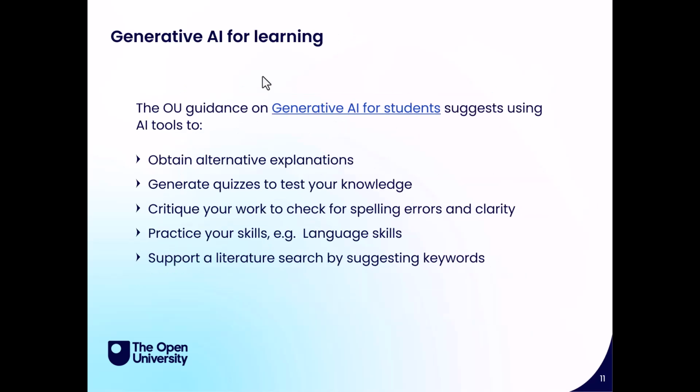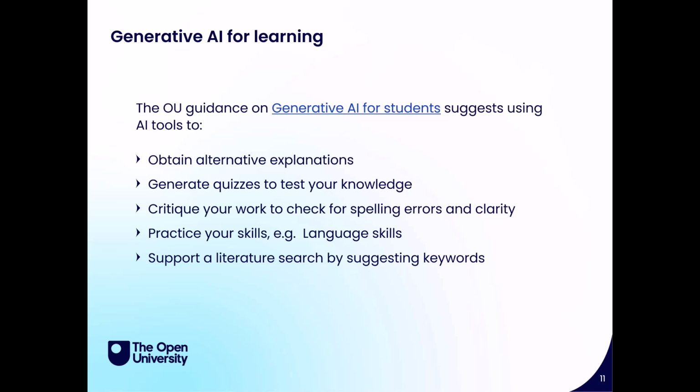Generative AI for learning. Keeping the challenges and limitations of generative AI in mind, there are ways that you can use it to support your learning. You could use it to obtain alternative explanations, to generate quizzes to test your knowledge, to critique your work to check for spelling errors and clarity, to practice your skills, for example, your language skills, and to support a literature search by suggesting keywords.